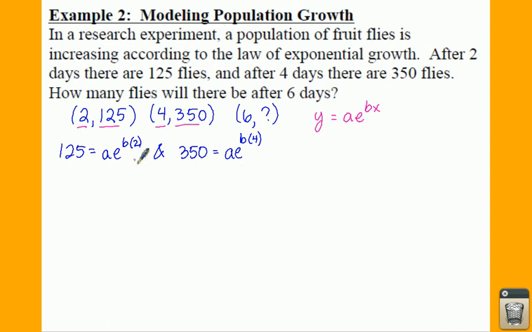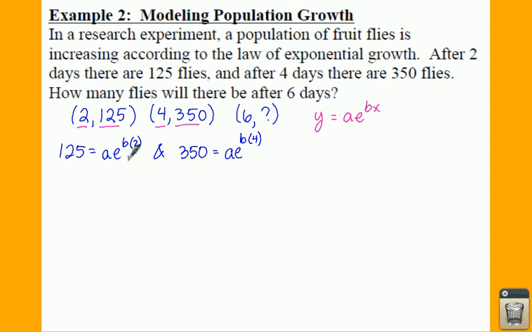So what you notice, if you have 2 equations, you actually have 2 unknowns. We have an a and a b that we have to figure out. We're going to need this equation that represents the first 2 equations to help us predict how many flies it would be after 6 days. So we're going to have to solve one of these equations for a or for b and substitute into the other equation.